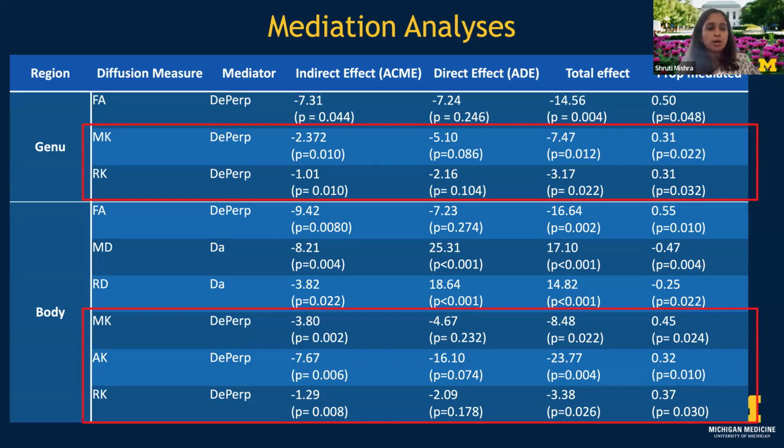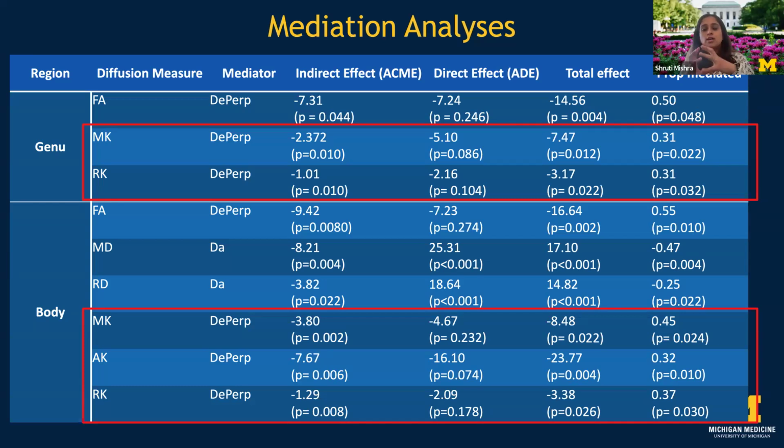And we found across the board that extraaxonal perpendicular diffusivity was again a significant mediator of the relationship between the particular kurtosis measure, whether that's mean, radial, or axial kurtosis, and lesion volume, with approximately 30 to 50% of that direct effect explained through this mediation.